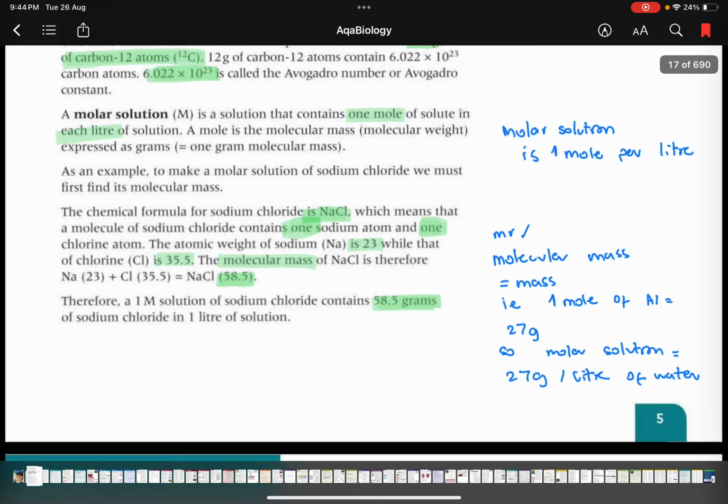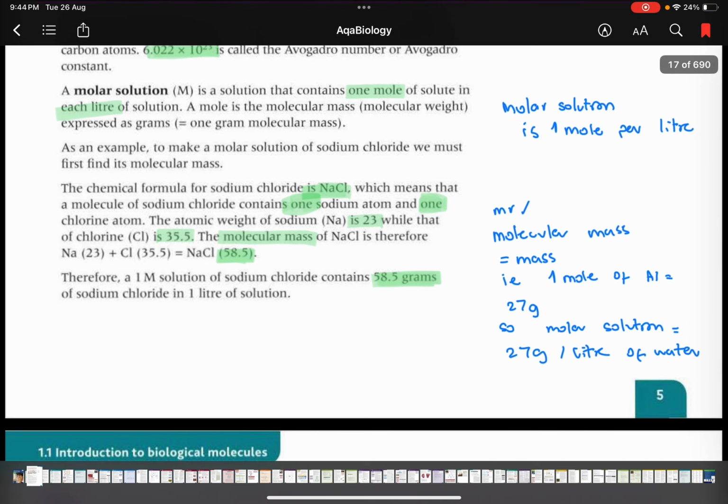6.02 into 10 to the 23. That's going to take a while to remember. Now, a molar solution is a solution that contains 1 mole of a substance dissolved in each liter of solution. Hence the name, I suppose. A mole is the molecular mass expressed as grams.